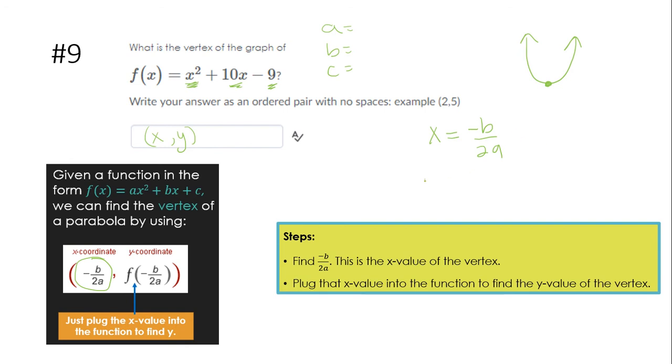There's my x. So for my y, plug x into x squared plus 10x minus 9. So whatever answer you get here, you're literally plugging it in for x here, and that will give you your answer for y. You're finding a coordinate.